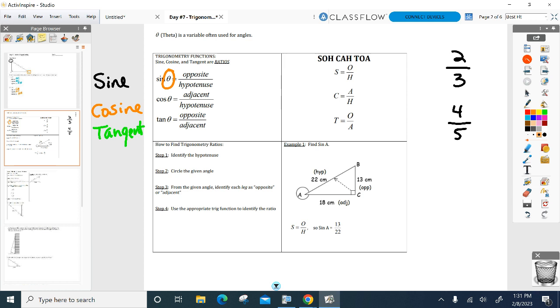Tangent. And I abbreviate it TAN. And I find that ratio by taking the opposite side length and putting it over the adjacent side length.